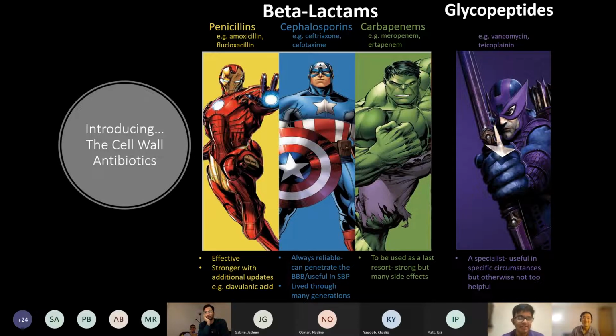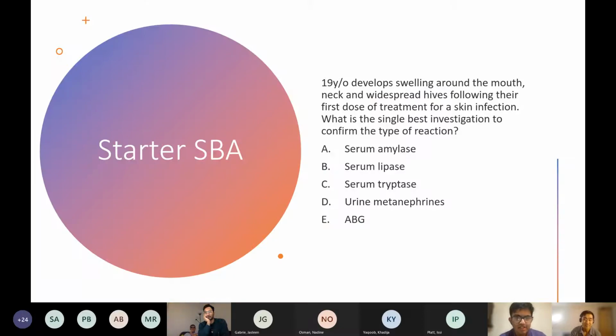Actually, we'll start with an SBA first. A 19-year-old developed swelling around the mouth, neck, and widespread hives following their first dose of treatment for a skin infection. What is the single best investigation to confirm this type of reaction? The poll is up on VVox, so put your answers through there.